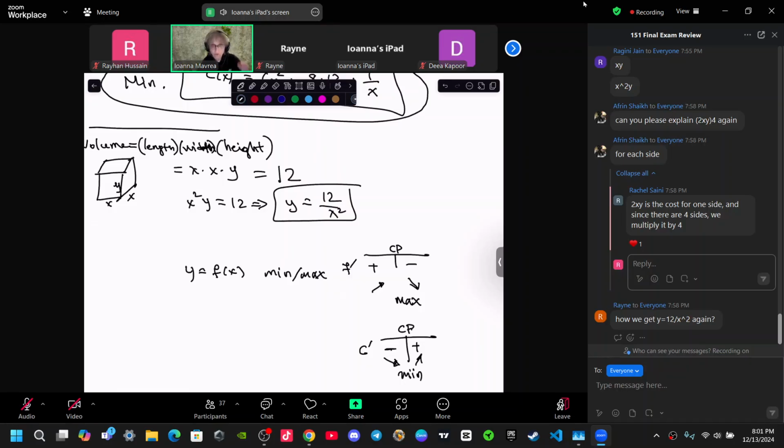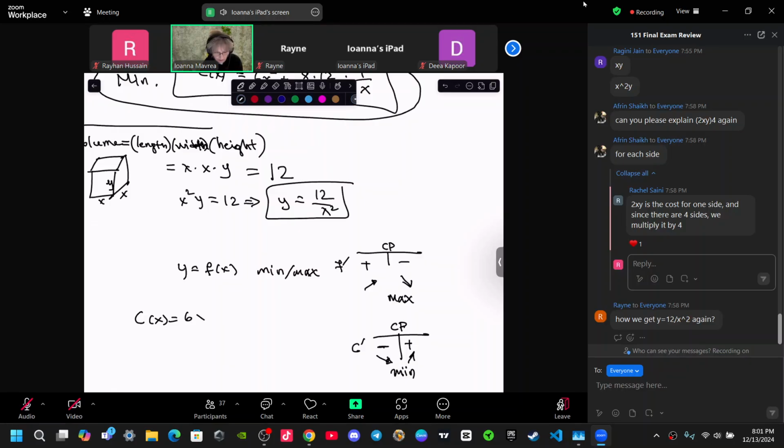So the derivative should be negative and then positive. You should be able to do that, right? So the function here was 6x squared plus 8 times 12 over x. So I need to find a derivative.